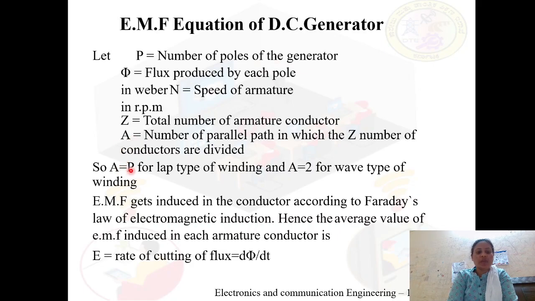And we know A has different values for different types of winding. A is equal to P for lap type winding, and A is equal to 2 for wave type winding. Okay, and now we can consider Faraday's law of electromagnetic induction. According to this law, the EMF induced in the conductor is defined as the rate of change of flux, that is, E is equal to d phi by dt.